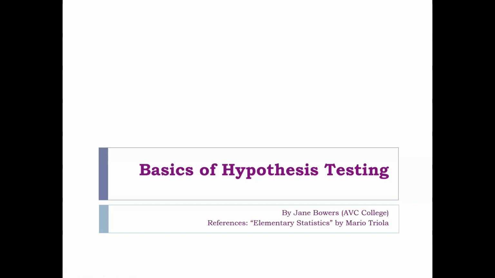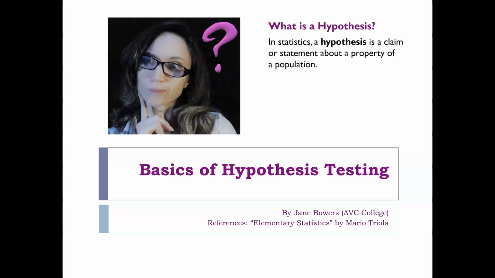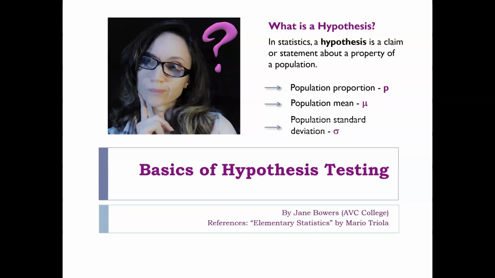Today we'll talk about the basics of hypothesis testing, terminology and steps. This is from chapter 8.1 of our textbook. What is a hypothesis? In statistics, a hypothesis is a claim or statement about a property of a population: population proportion, abbreviated p, population mean, abbreviated mu, or population standard deviation, abbreviated sigma.